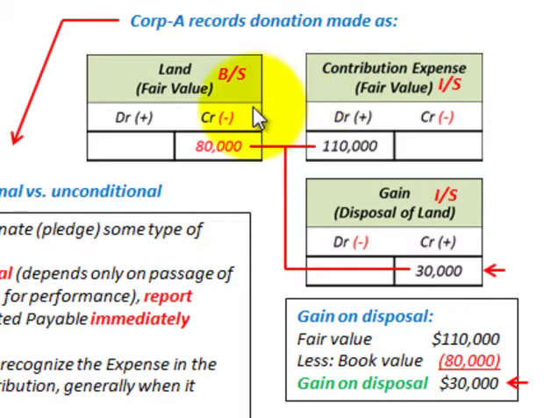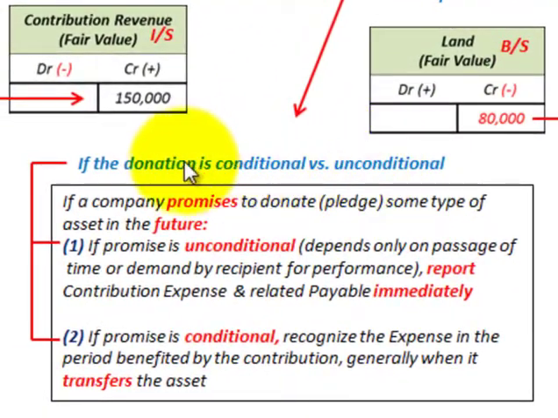Now let's look at the situation where the donation is conditional versus unconditional. So let's look at what we're talking about here. If a company promises to donate or pledge some type of asset in the future, we've got two situations we can look at. Number one, if the promise is unconditional, it depends only on the passage of time or the demand by the recipient for performance. You report the contribution expense and related payable immediately if the promise is unconditional.